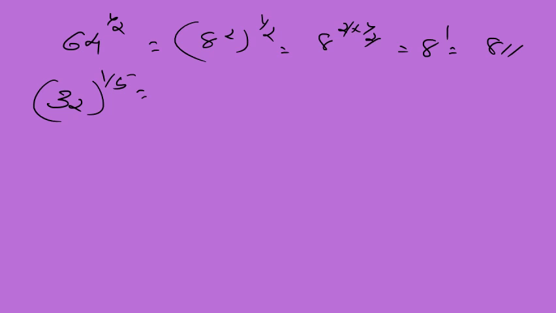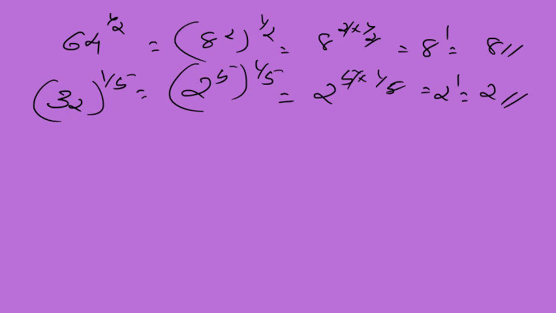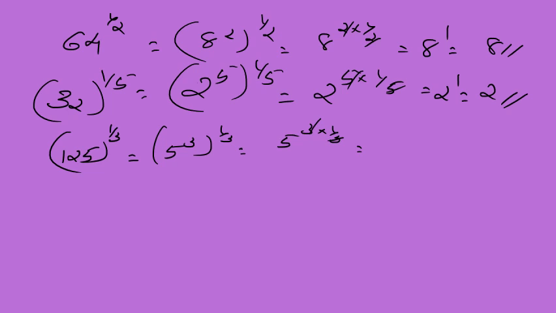2 raised to 1 by 5. How to write 32? 2 raised to 5, raised to 1 by 5. So 2 raised to 5 into 1 by 5. So that is 2 raised to 1, which is 2. Next, 125 raised to 1 by 3. 125 you can write as 5 cube, raised to 1 by 3. So that is 5 raised to 3 into 1 by 3. That is 5 raised to 1, which is 5.